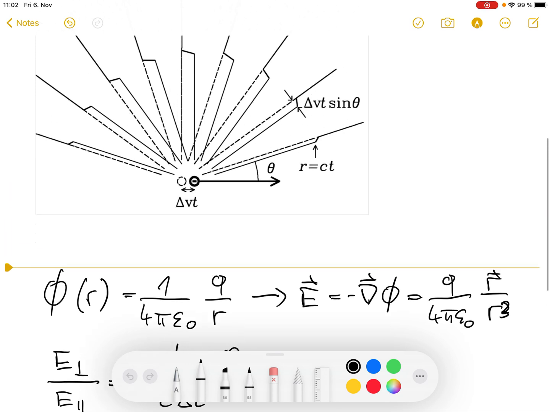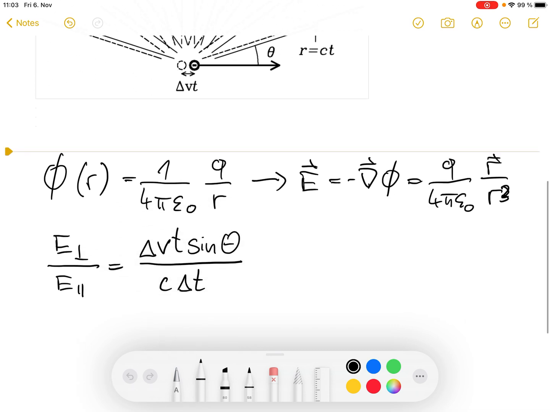c delta t is the little distance, the little thickness of this outgoing electromagnetic wave during the time the acceleration happens, and the delta v times t times sine theta is the distance indicated here. It is the shift of the electric field lines induced by the movement. That's in principle all we need. The rest is electrodynamics and special relativity. So let's carry it through.